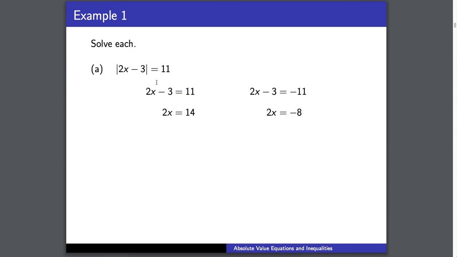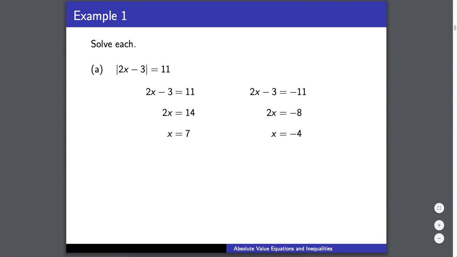And if we add 3 to both sides in each equation, we get 2x equals 14 for our first, and for our second equation, we get 2x equals negative 8. And we get x equals 7 and also x equals negative 4. Now again, we can check each one of these by substituting our value of x into the original equation and see if the left and right sides come out to be equal. So we have 2 times 7 minus 3 is 11. The absolute value of 11 is 11. 2 times negative 4 minus 3 is negative 11. The absolute value of negative 11 is 11.